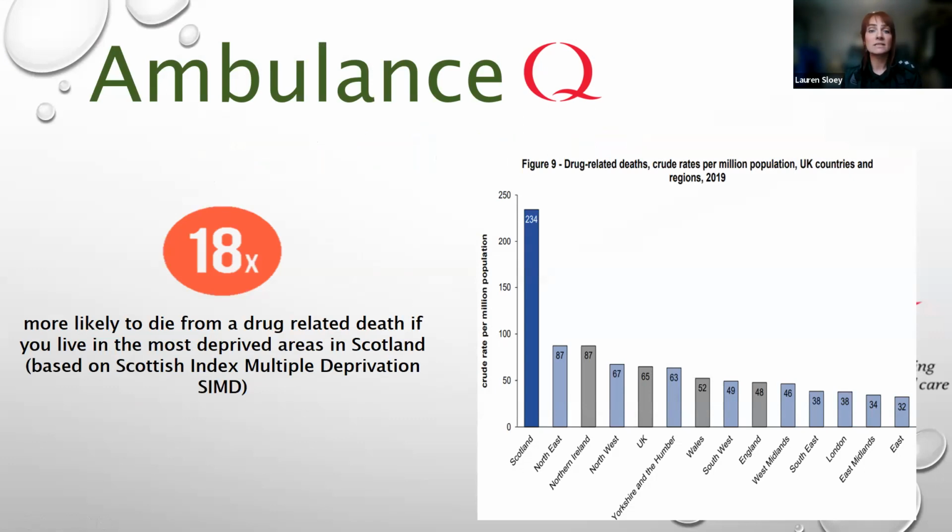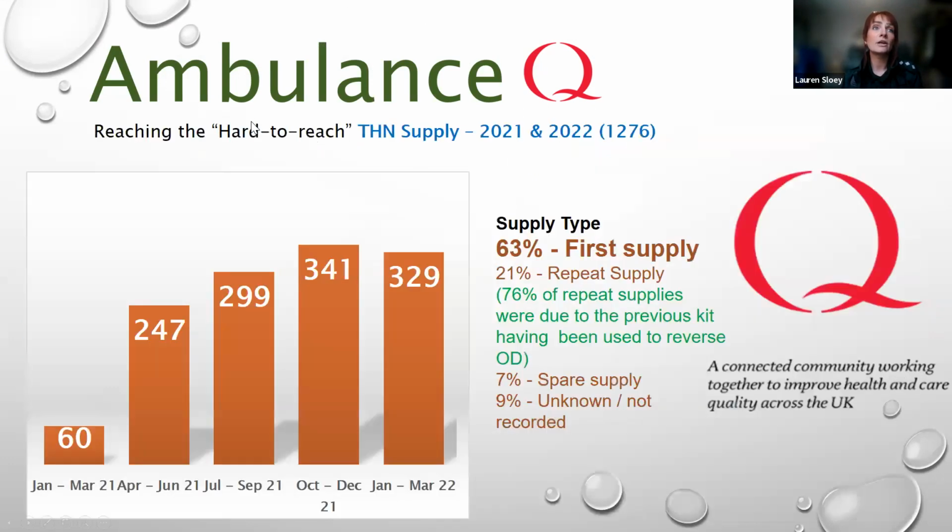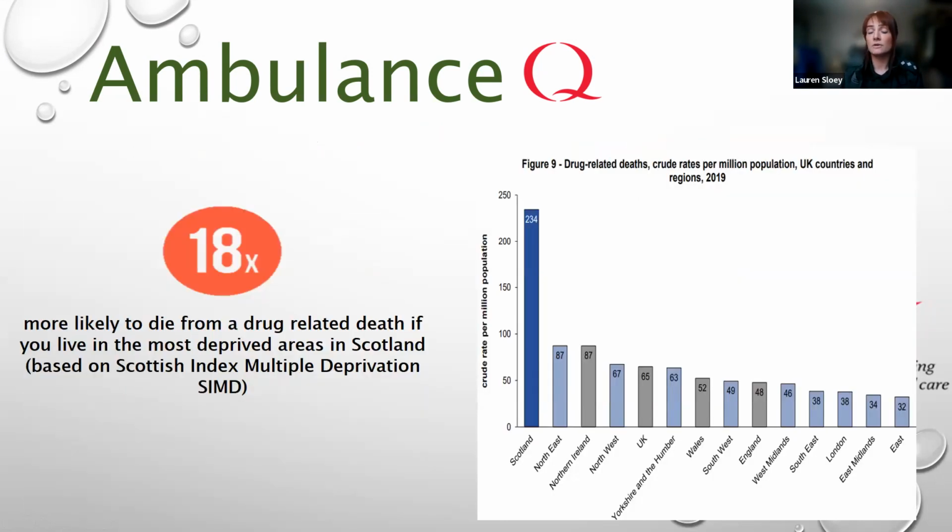And obviously Christine set the scene for us on what the Scottish Index of Multiple Deprivation might look like. And so very similar to the areas that were talked about earlier within Scotland, we see people very much more at risk if they're living in the areas of higher deprivation. Next slide, please, Andrew.